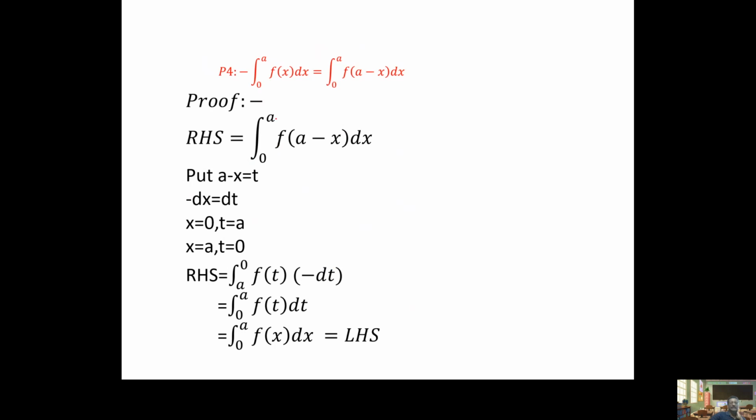Now, the integral from 0 to a of f(x) dx is the integral from 0 to a of f(a minus x) dx. Actually, it is an extension of the previous property. Same as the previous problem. Put t is equal to a minus x. So minus dx is dt. When x is equal to 0, t is equal to a. When x is equal to a, t is equal to 0. So the integral from a to 0 of f(t) into minus dt. Due to this minus effect, this becomes the integral from 0 to a of f(t) dt. But it is independent of variable. So what you can write? The integral from 0 to a of f(t) dt is equal to the integral from 0 to a of f(x) dx.